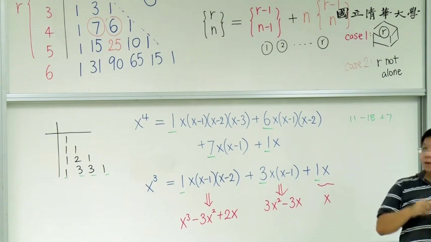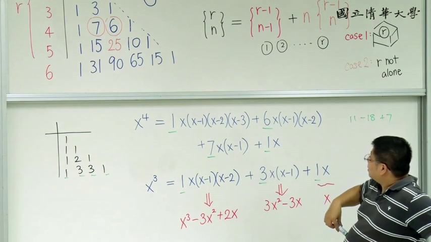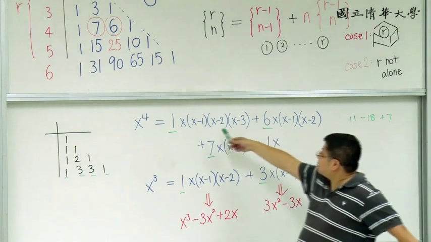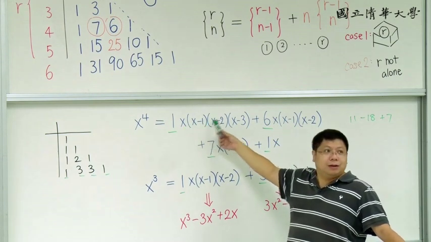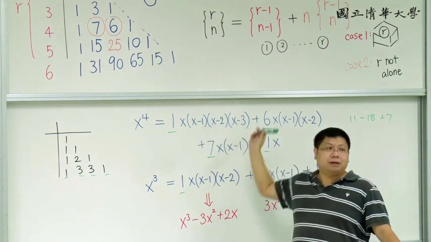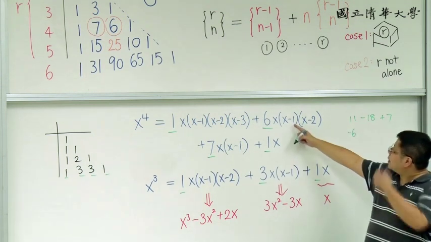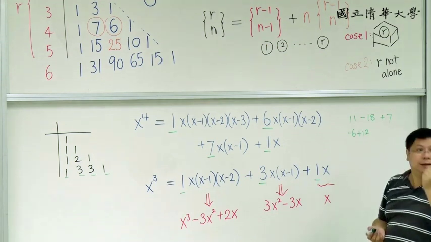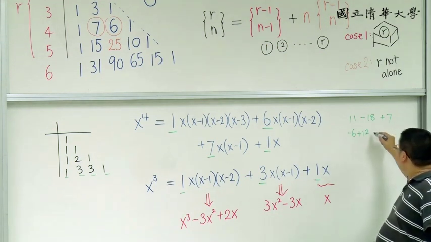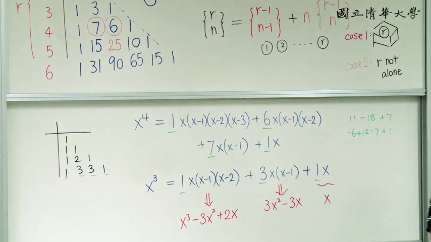And then how about the number of x? The number of x is easy. You must multiply x here, so you look at the constant term of these three things. Minus 1 times minus 2 times minus 3, you get minus 6. And then this one is plus 12. Is that okay? And then you get minus 7, and then you get plus 1. So again, amazingly, it is 0.